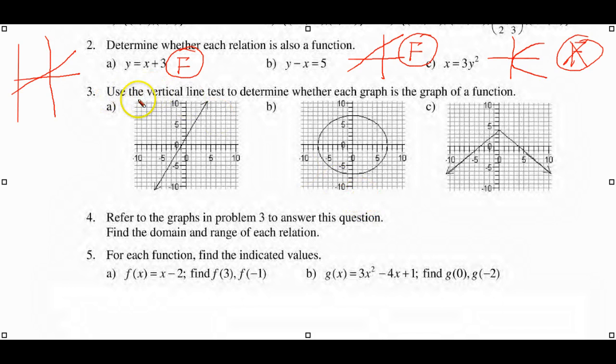And now they're asking you to use the vertical line test. Does this pass? Yes. So this is a function. Does this pass? No, it's intersecting in 2 places. So this is not a function. And how about, does this pass? Yes, this is a function.